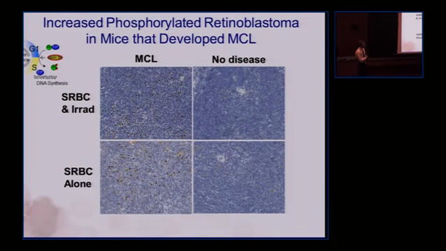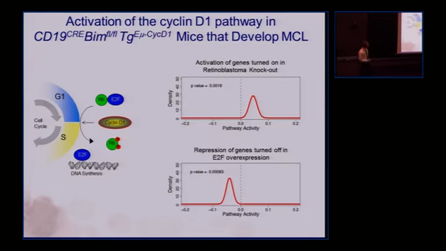Looking at downstream targets, such as phosphorylated retinoblastoma, we saw again, within the mice that developed the disease, an increase in the phosphorylated form of retinoblastoma compared to those that didn't. And this correlates again with the genetic results from the microarray, where we saw enrichment of genes that are activated or turned on in retinoblastoma knockout, which is what we predict by that overexpression, as well as repression of genes that are turned off when you overexpress E2F.